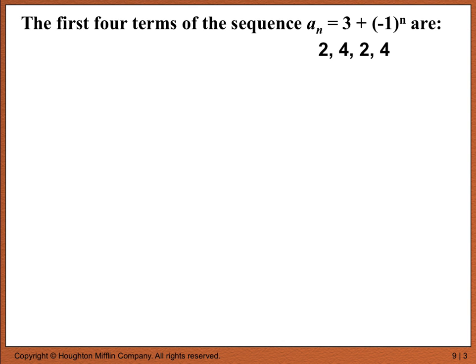You should have gotten 2, 4, 2, 4. And you can get that simply by plugging in the right numbers for n. So for the first term, if n is 1, then I'm going to put 1 in for n here. Well, negative 1 to the 1 power is negative 1. And 3 plus negative 1, which is 3 minus 1, that equals 2.